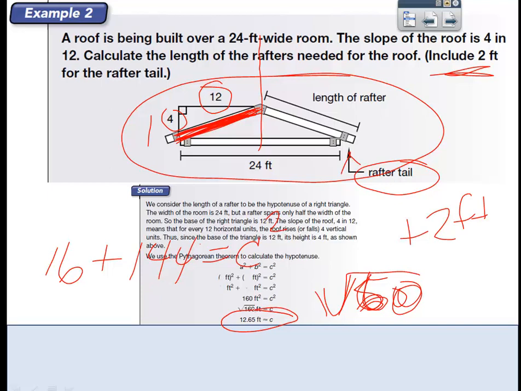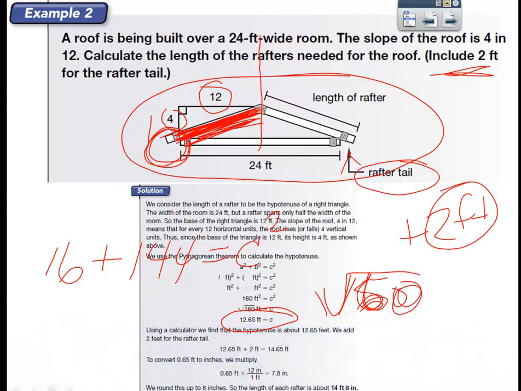So we know that this distance right here is 12.65 feet. But we've got to add this extra 2 feet right here. So our answer is going to be 14.65 feet. But what does 0.65 feet equal? How many inches is that? How do you do that?